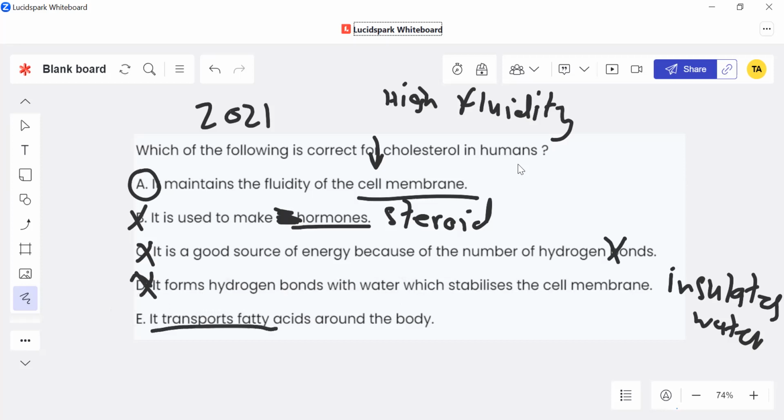And E says that it transports fatty acids around the body. This is obviously wrong because I never said it transports fatty acids. A is the right answer.